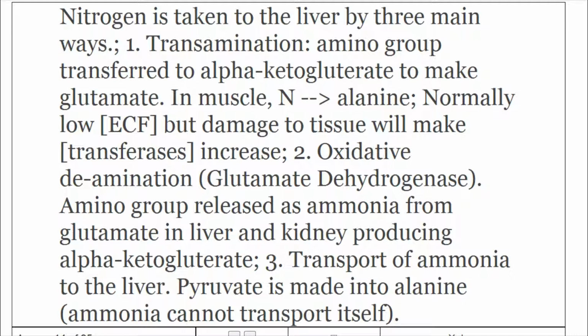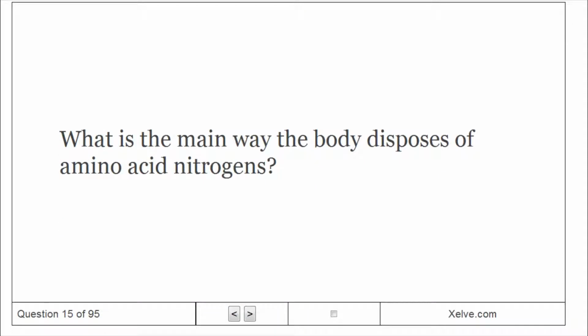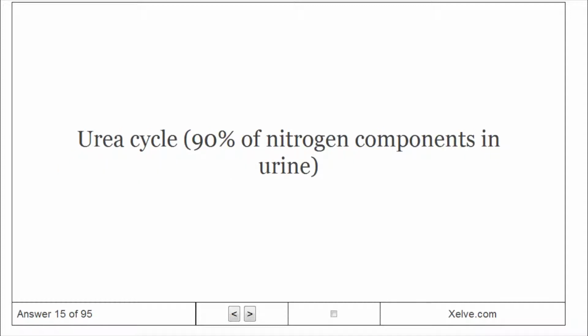2. Oxidative deamination, amino group released as ammonia from glutamate in liver and kidney, producing alpha-ketoglutarate. 3. Transport of ammonia to the liver, pyruvate is made into alanine. What is the main way the body disposes of amino acid nitrogens? Urea cycle.